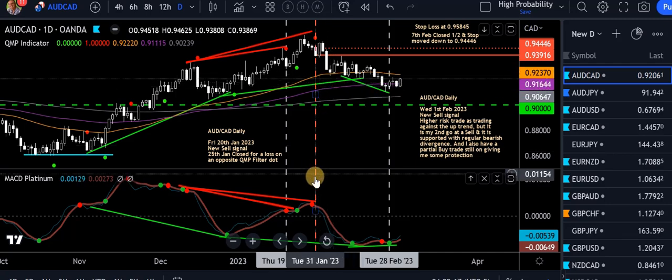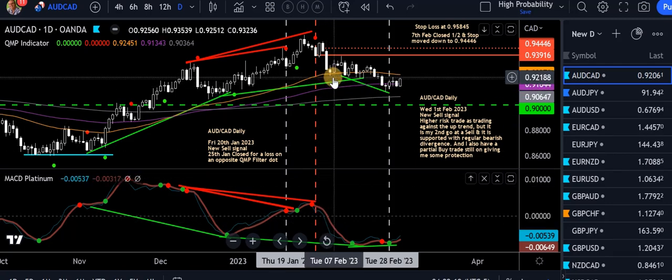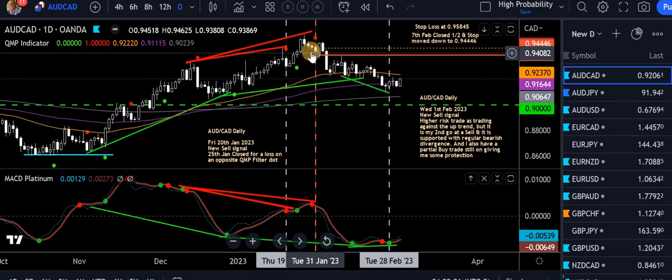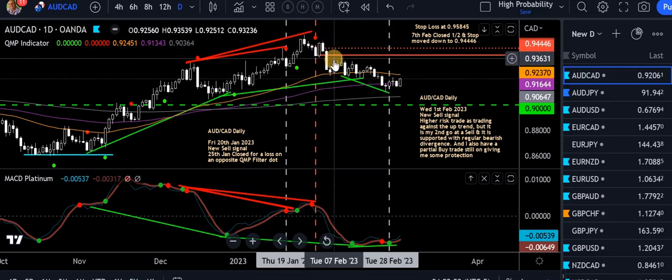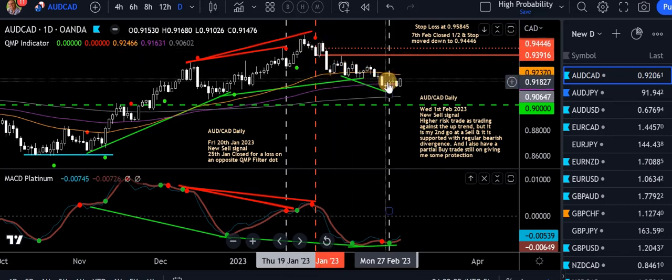When price came, MACD platinum came through the zero level. Price hit the moving averages. It was a high-risk trade against the trend, closed half, dragged the stop down, and it's just ground down.